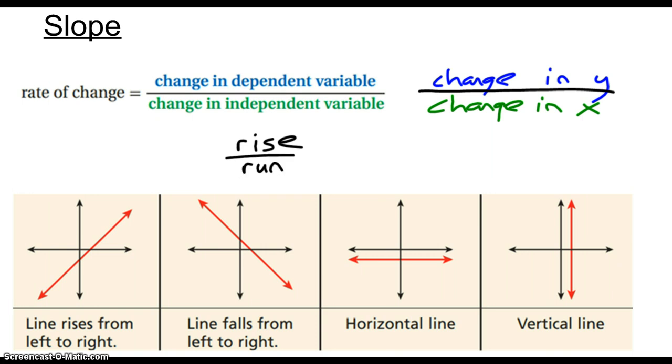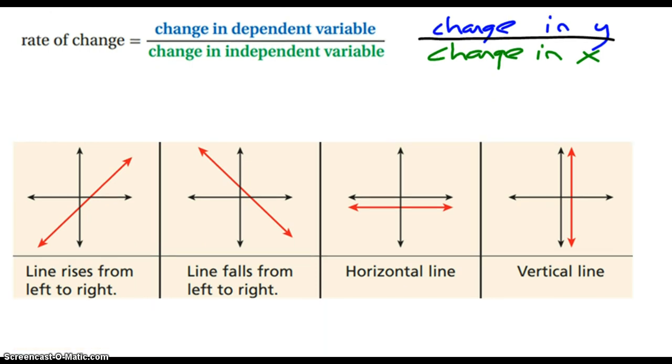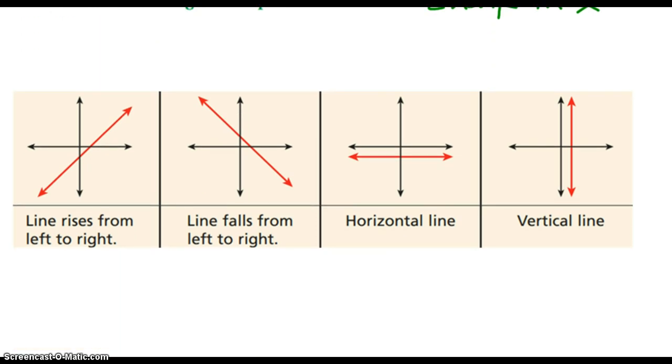Alright, so basically you're looking at the movement vertically over the movement horizontally. And we'll talk more about that in a second here. But rise over run is going to be a big formula that we can use the rest of the way for slope.